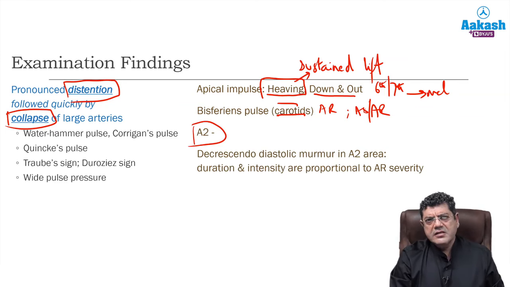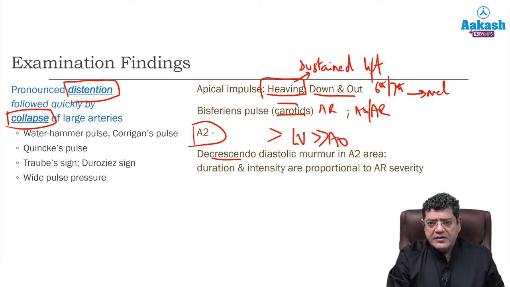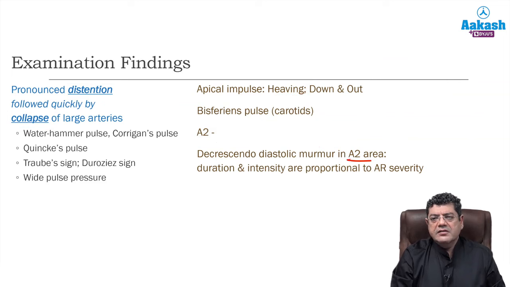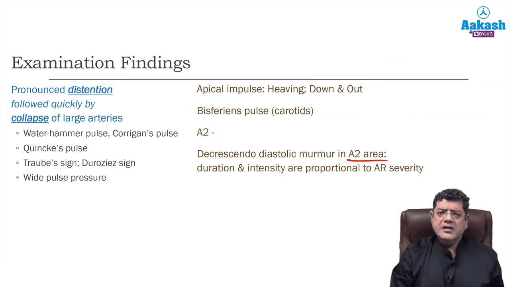And the murmur, the classic murmur, is decrescendo. Why is it decrescendo? Why is it reducing in intensity during diastole? Over time the pressure gradient changes, so the left ventricle is at a higher pressure than the aorta. But during diastole, when the left ventricle is relaxing, there will come a time when the pressures equalize, isn't it? So when that happens, the murmur dies out. So you hear it in the left third intercostal space, which is the second aortic area. The duration and intensity of this murmur are proportional to the severity of aortic regurgitation.